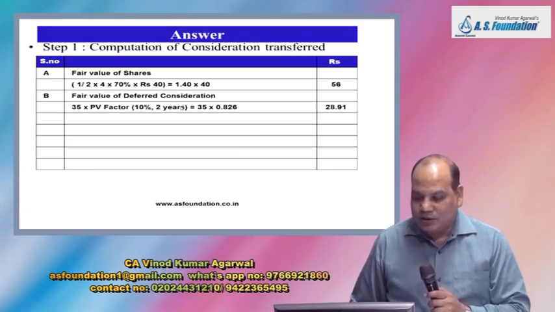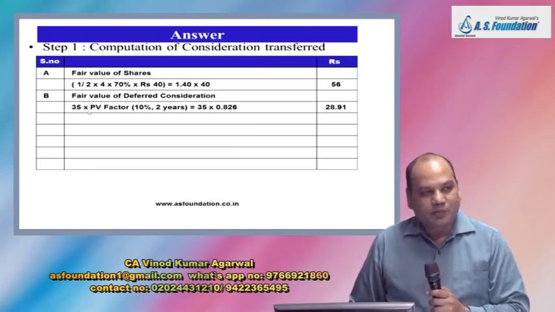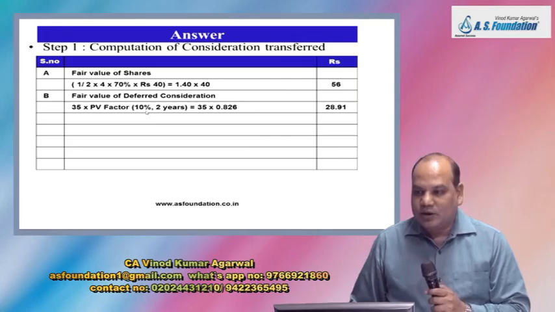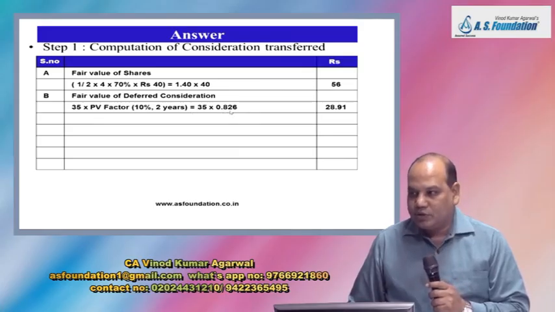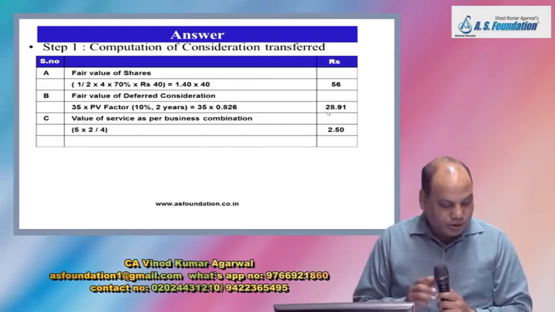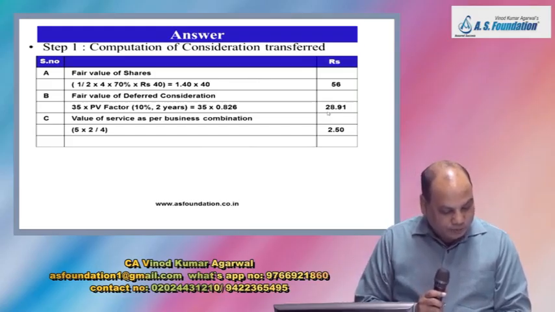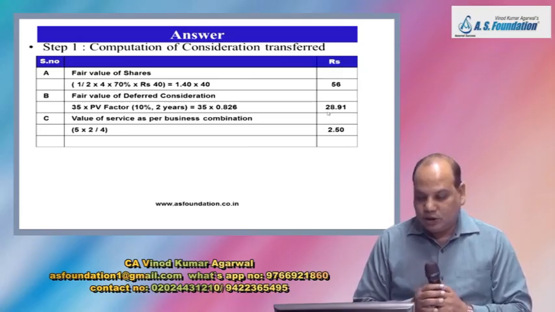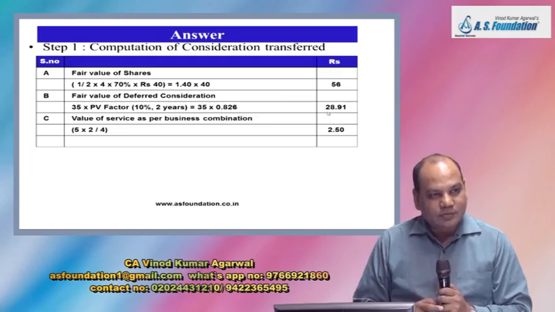Point number B, fair value of deferred consideration. 35 we will pay, higher of the two, into PV factor in bracket 10% comma 2 years is equal to 35 into 0.826. Approximately, are you getting 28.91? And remember, we are not going to incorporate the professional fees payable to founder shareholder, 20 lakh, because that is related to future services. That will be post combination expense, right?